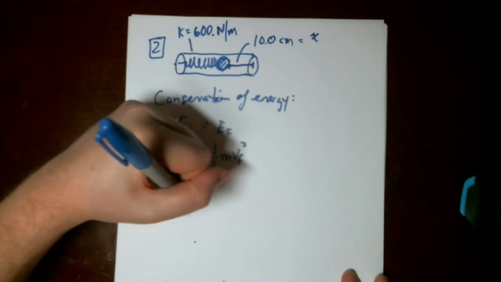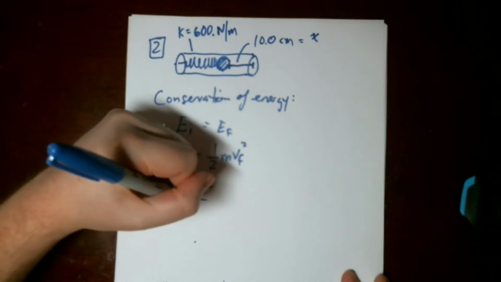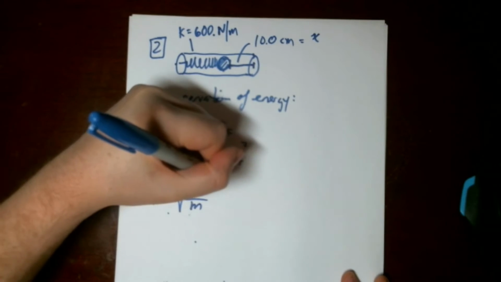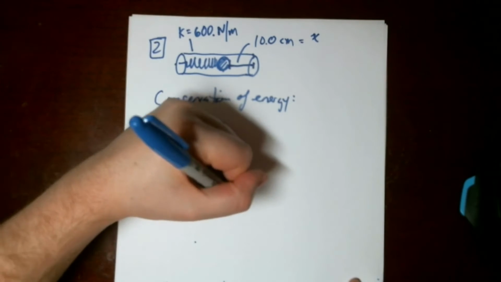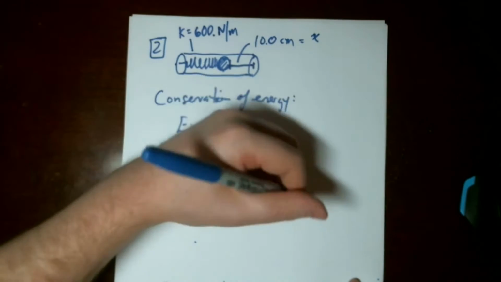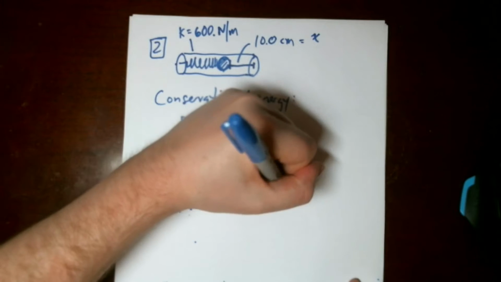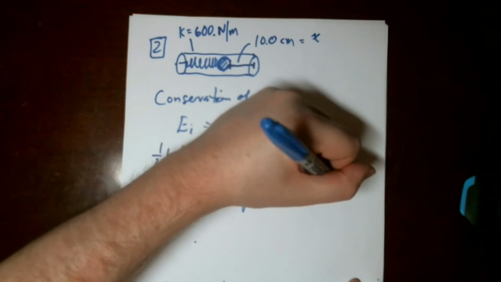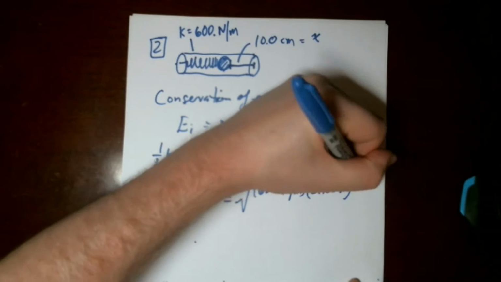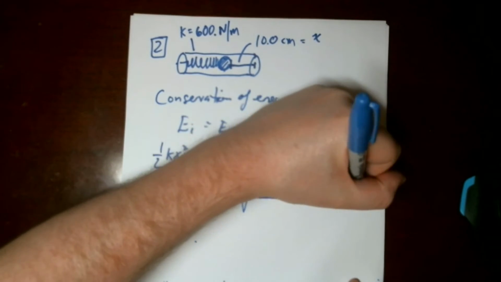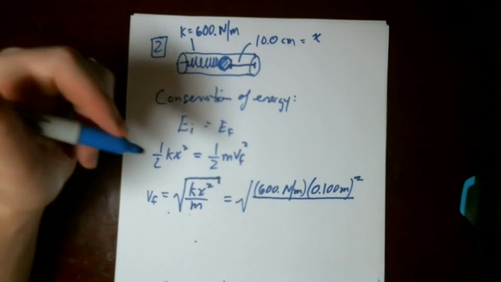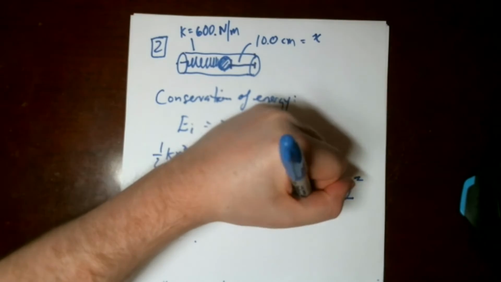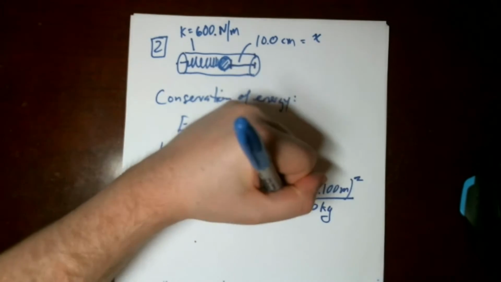Kx, square root of kx squared over m. And then substituting, we get k, which is 600 newtons per meter. We have x, which is 10 centimeters, or 0.100 meters. Remember to convert to MKS units. And then we have the mass of the ball, which is 100 grams, or 0.1 kilograms.